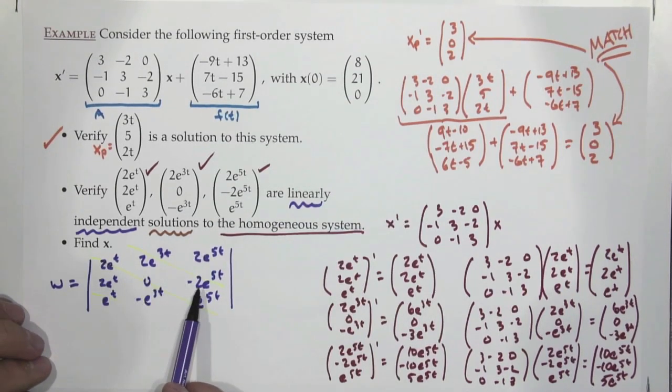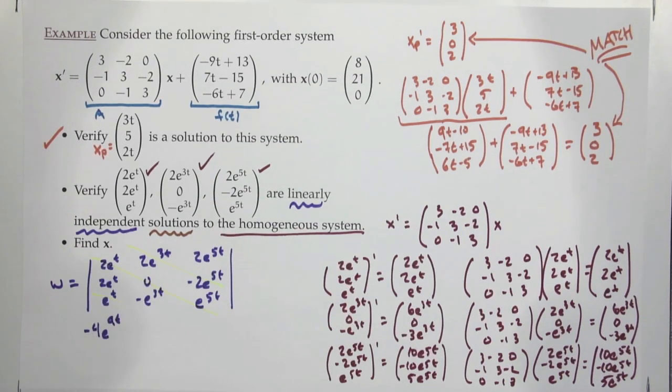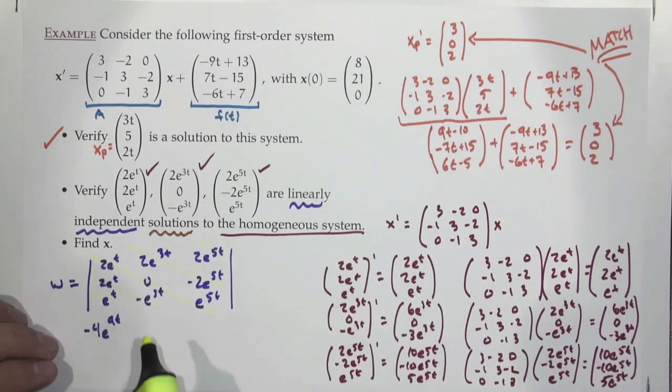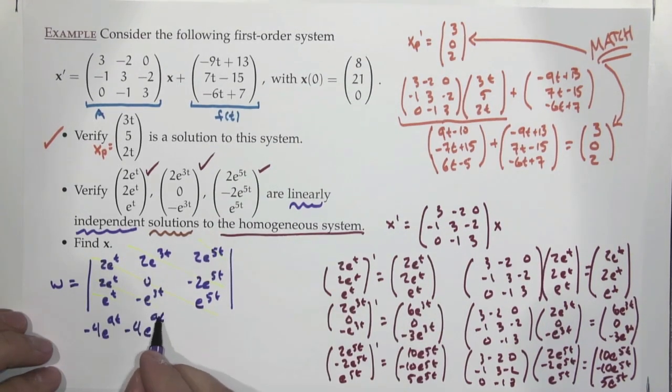So 2, minus 2, 1 are the coefficients, which gives us minus 4 times e to what power? E to the 9t. 2 e to the 5t, 2 e to the t, minus e to the 3t, all together will become minus 4 e to the 9t.